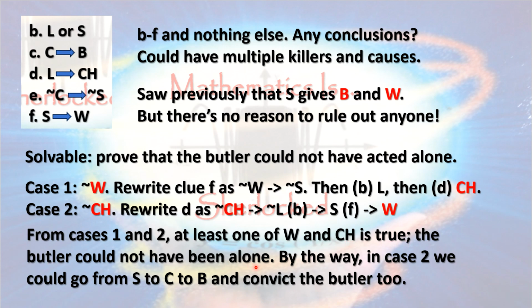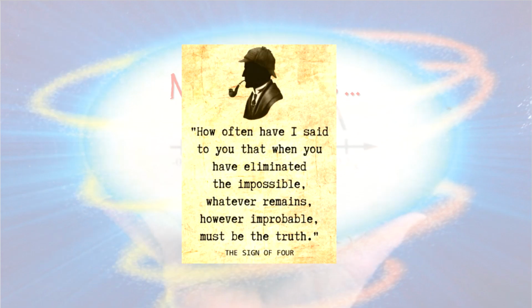Now, in case 2, we could have gone from S, using the contrapositive of clue E, to C, and then with clue C to B, and convict the butler also. So if the chauffeur did not join the conspiracy, we know that the butler and the wine steward did, and possibly others. Now, if the use of cases bothers you as not being clever enough for Sherlock Holmes, let me remind you of one of his most famous sayings: "When you have eliminated the impossible, whatever remains must be the truth."